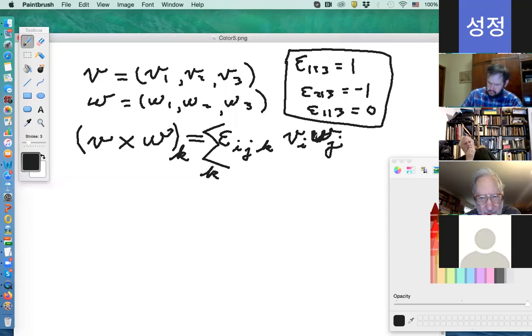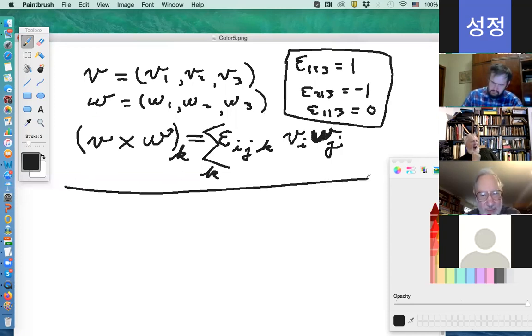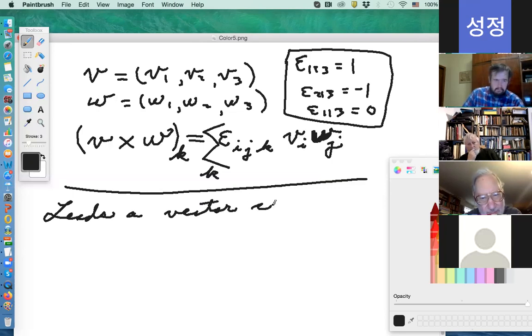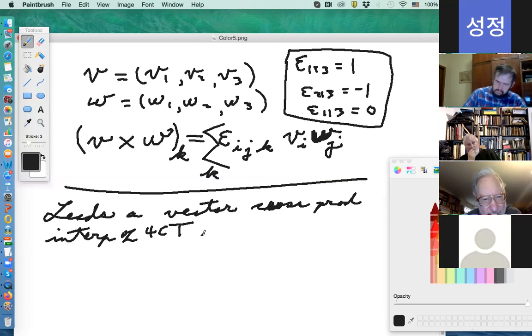So what Penrose is doing is very closely related to the vector cross product of vectors in 3 space. And in fact, this leads to a vector cross product interpretation of the four-color theorem. The vector cross product interpretation is the following.